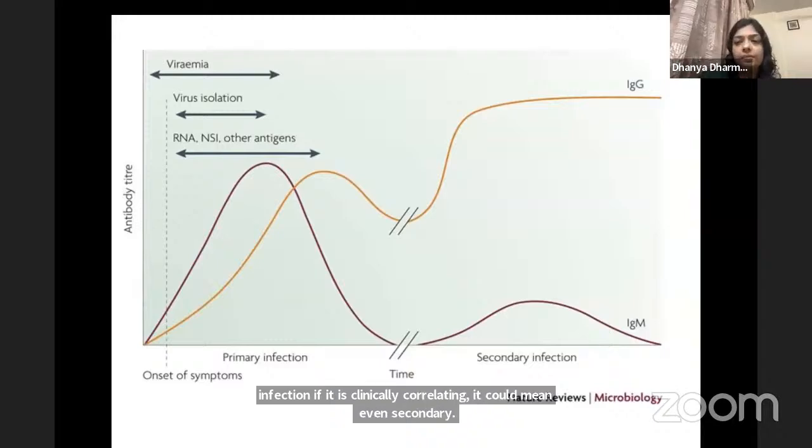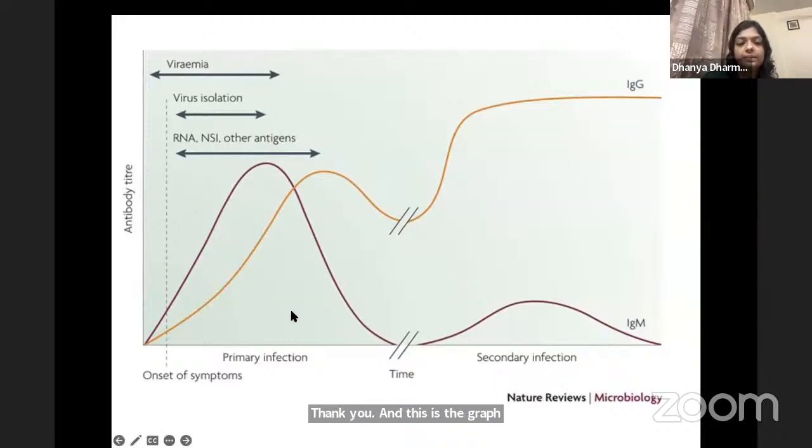And this is the graph where you can see that in primary infection, it is the IgM antibodies which are higher than the production of IgG, but IgG is much higher in secondary infection.